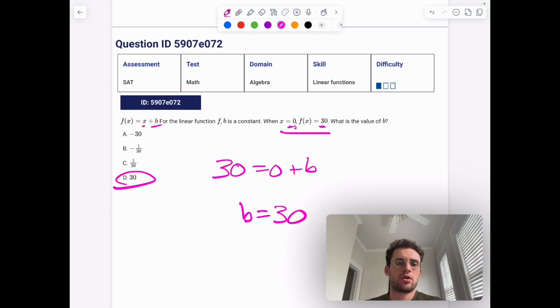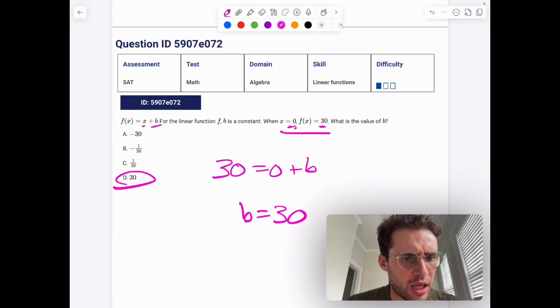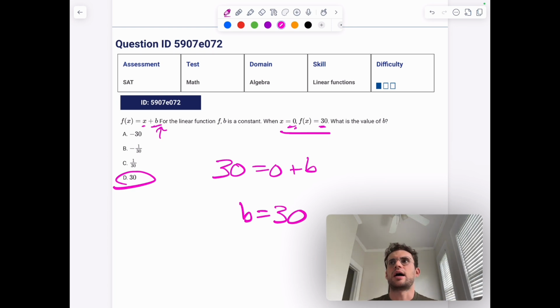Some of them, there were a couple of these, I think there were only 2 or 3, gave you a constant and you had to solve for it, given that one of the inputs is this, the corresponding output is this.